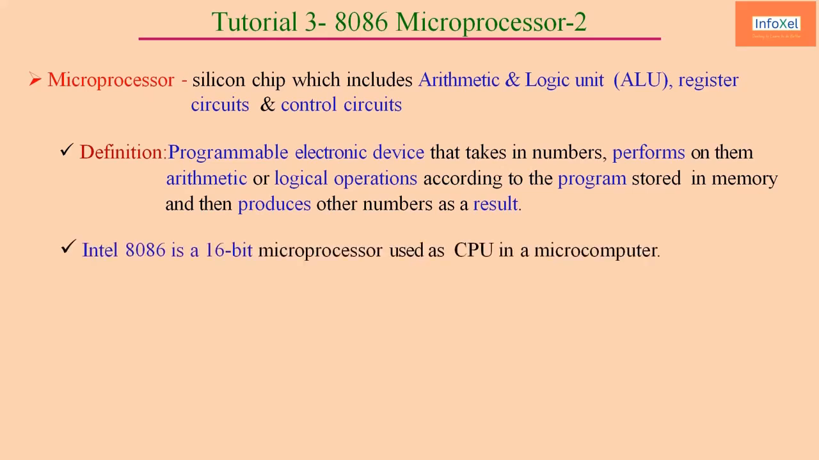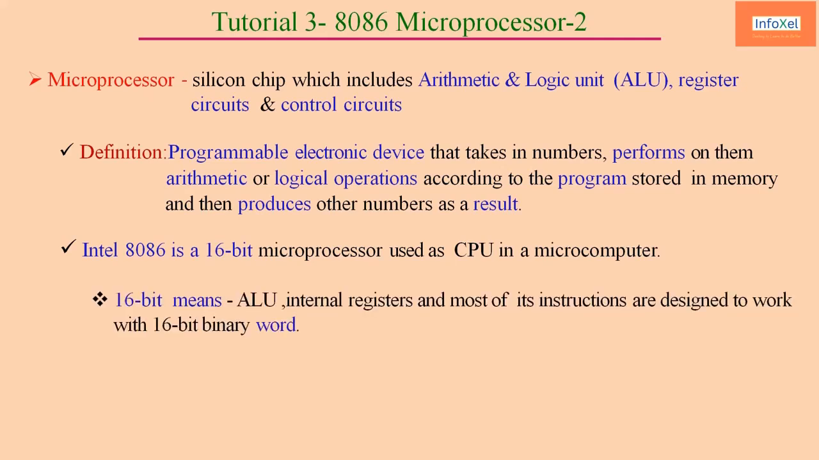Some features of the 8086. First we will see that Intel 8086 is a 16-bit microprocessor, and it is used as a CPU in a microcomputer. What does this 16-bit mean? It means the ALU and internal registers present in the 8086 microprocessor, and most of the instructions, are designed to work with a 16-bit binary word. The word, WORD, is nothing but 2 bytes, or a 16-bit number.